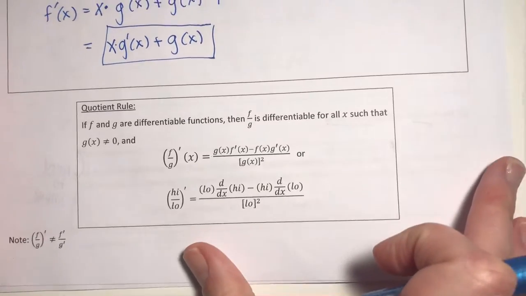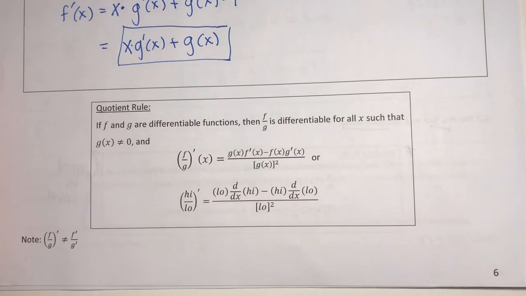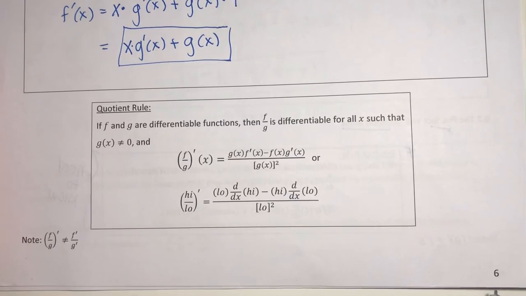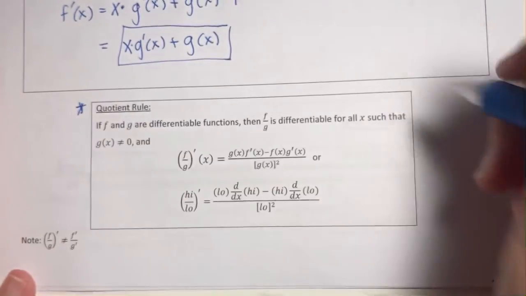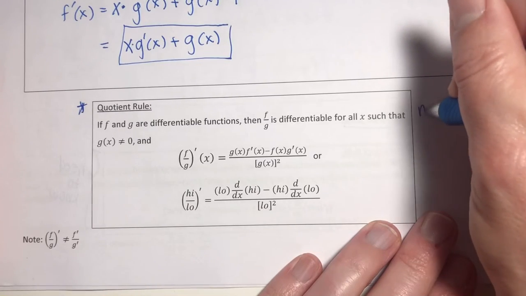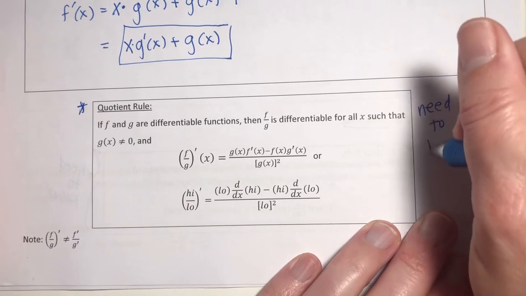All right, right now we're taking a look at the second rule that we have in section 3.2. I am in our 3.2 notes on page 6. This is the quotient rule. This also needs to be known for your exam, so we need to know this.